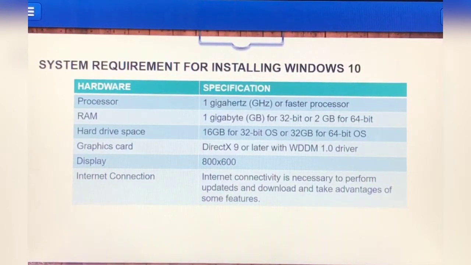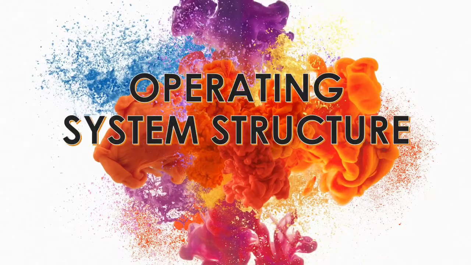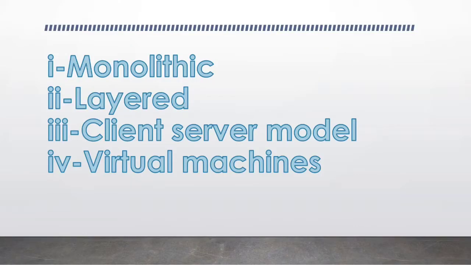Okay, thank you. Okay, last but not least, from me, Siti Zulaika Azizi, we will discuss operating system structure. So check it out. Operating system structure has 4 different structures. It is monolithic system, layered system, client server model, and virtual machine.